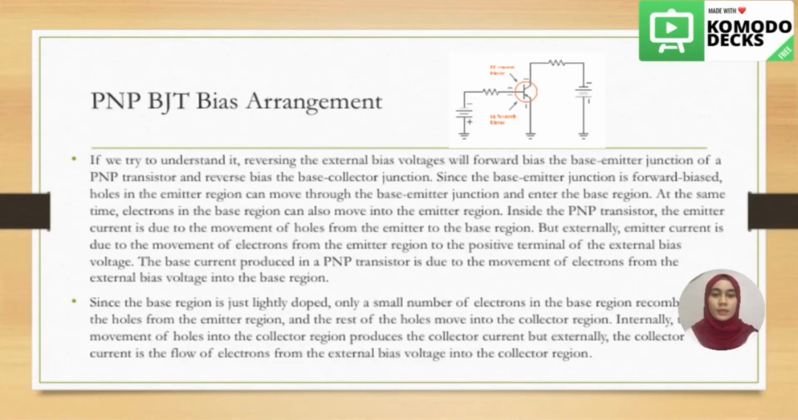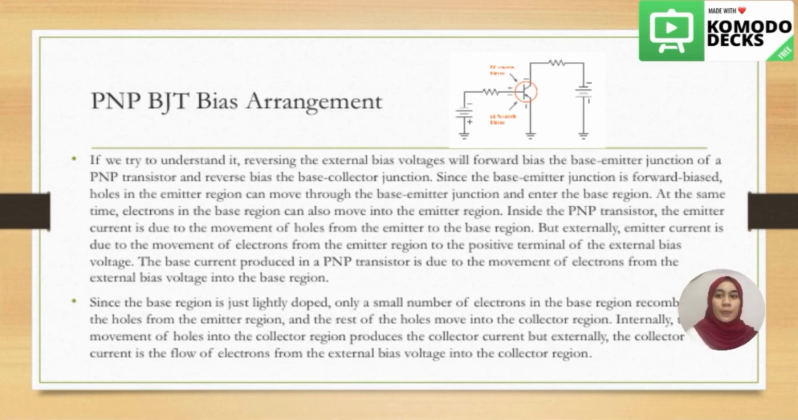Okay, this one is the PNP BJT bias arrangement. As I try to understand it, reversing the external bias voltage will forward bias the base-emitter junction of a PNP transistor and reverse bias the base-collector junction. Since the base-emitter junction is forward biased, holes in the emitter region can move through the base-emitter junction and enter the base region.